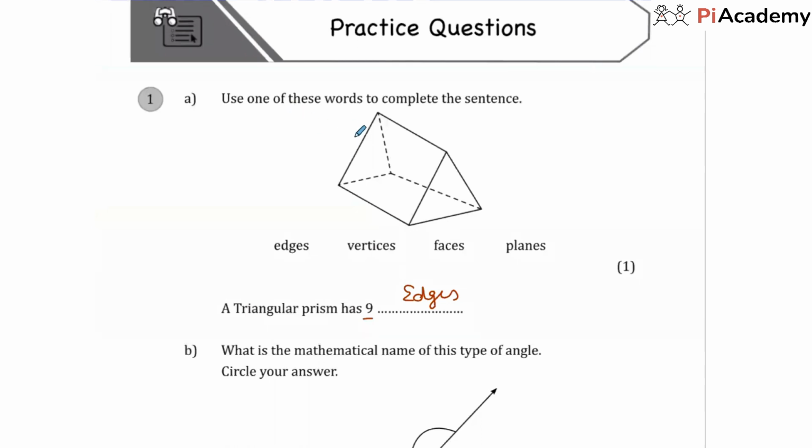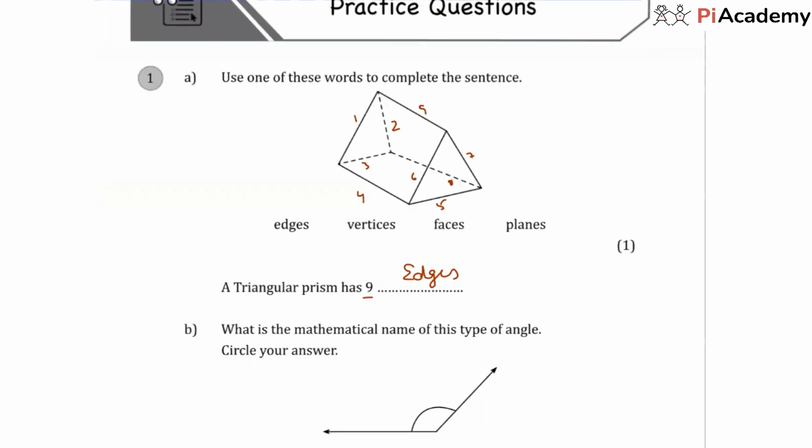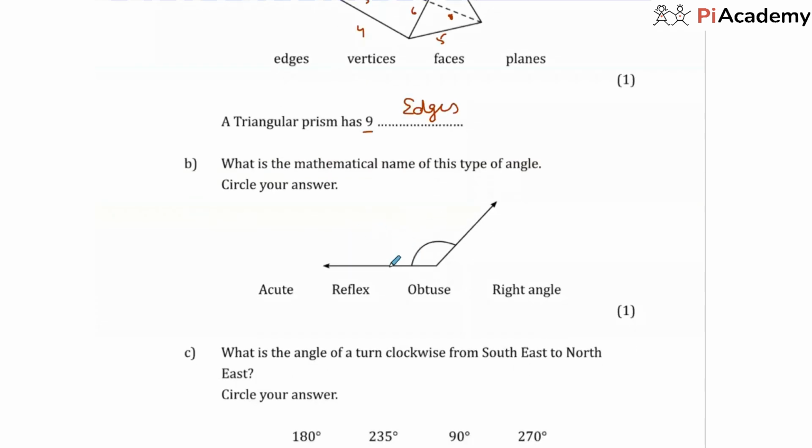So it is 1, you see 2, and then you have 3, 4, 5, 6, 7, 8, and 9. Right? 9 edges. Wonderful. What is the mathematical name of this type of angle? Obtuse. Okay, we said acute. Obtuse. This will be acute, and reflex would be, how do you write reflex? More than 180 degrees. Yes, something like this, reflex, and right angle will be exactly this one. Good.